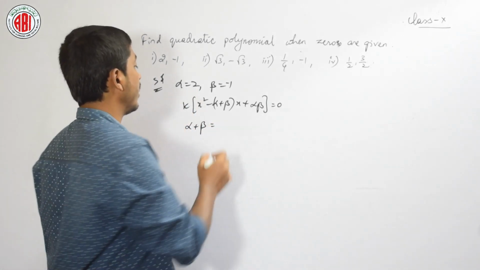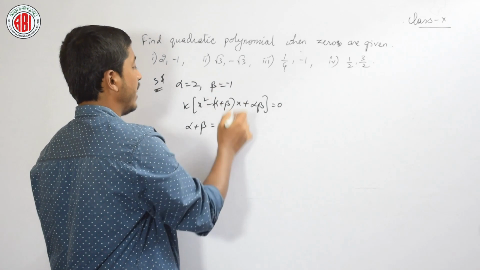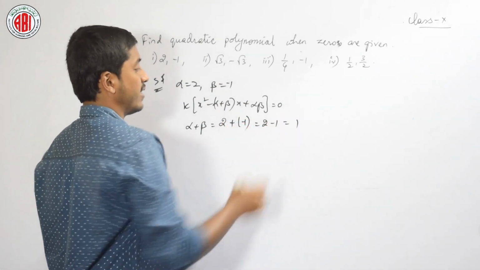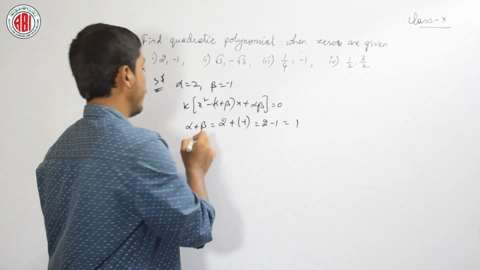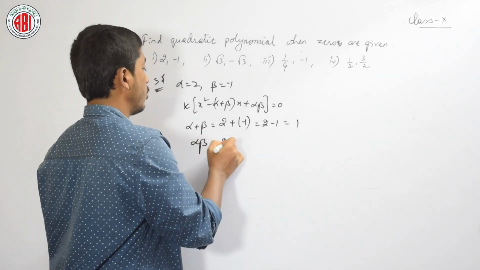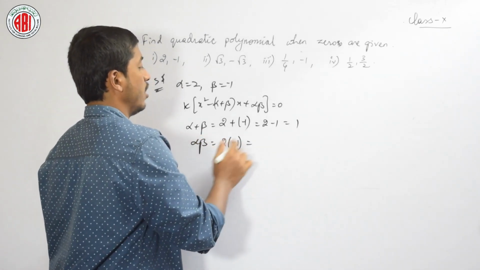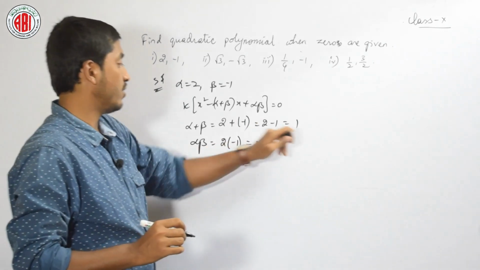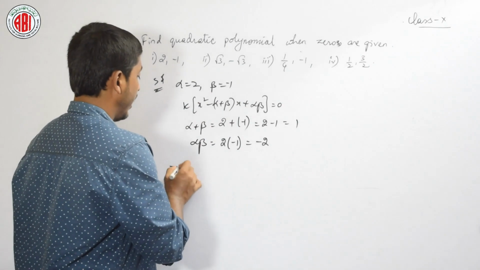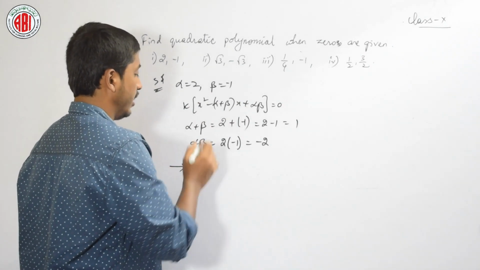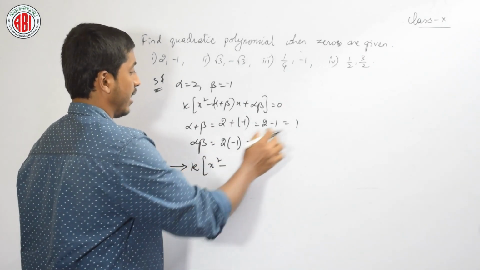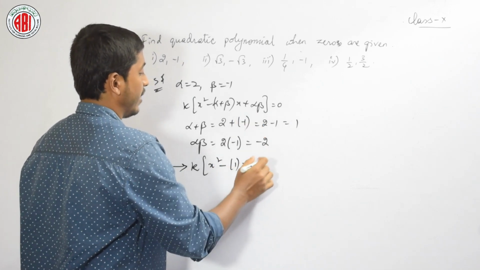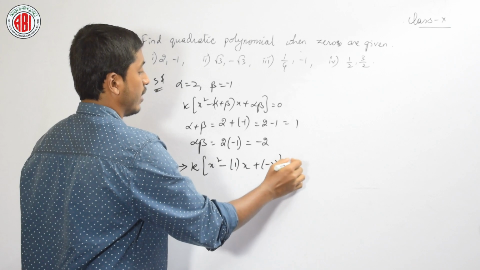What is alpha given? 2. What is beta given? -1. That is nothing but 2 minus 1, which is 1, right. What is product of roots? 2 into -1. 2 ones are 2, plus into minus is minus. Let us substitute these both in this equation. It becomes k into x square minus alpha plus beta is 1 plus alpha beta is -2, isn't it?